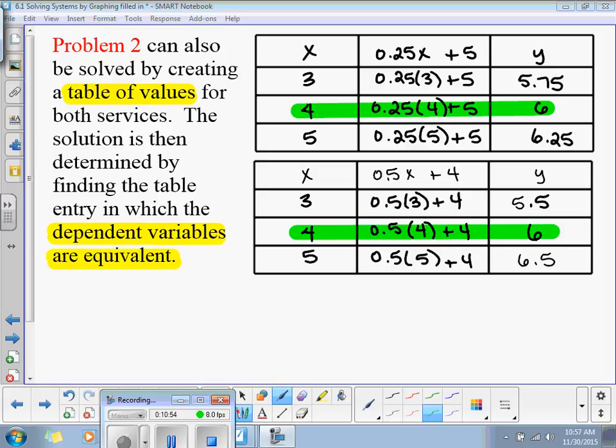You don't have to write this down, but I do want to let you know that problem 2 can also be solved by creating a table of values, right? If you put 3, 4, 5, where they are the same here, 4, 6, that is your solution. You can also see the solution in a table of values. You got it?